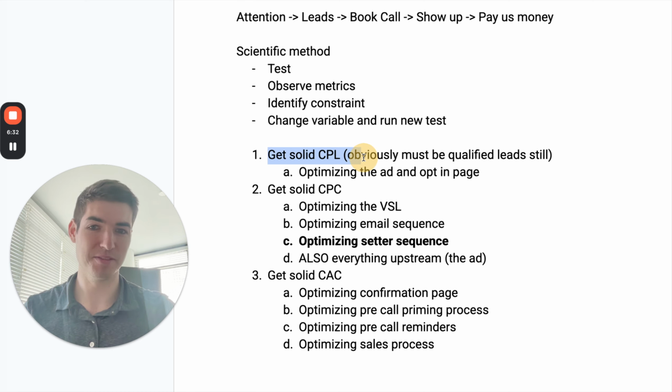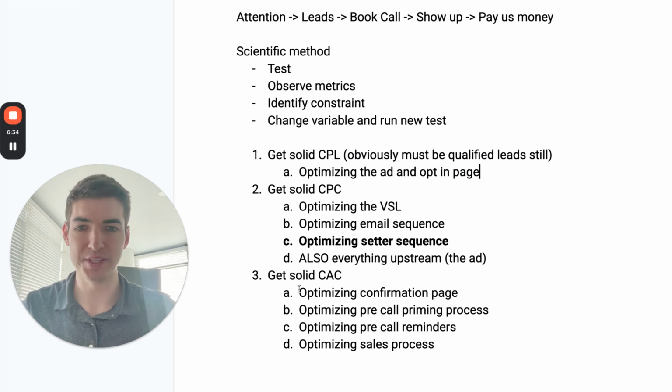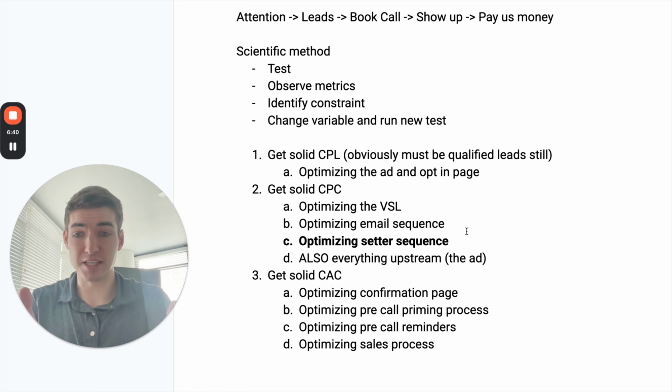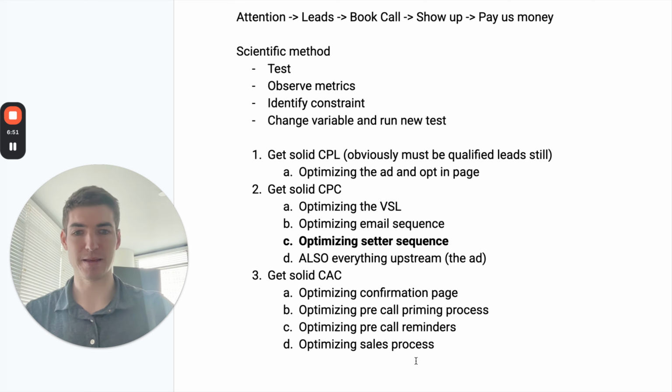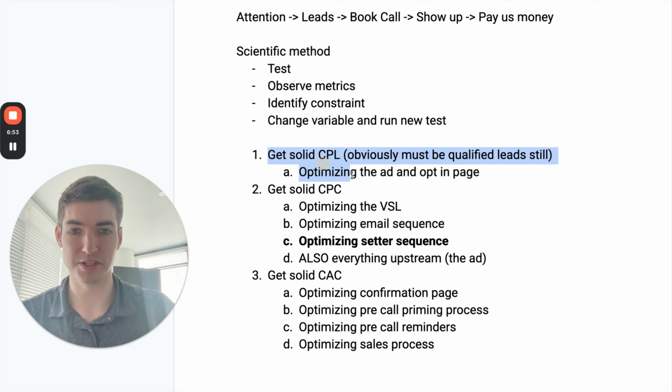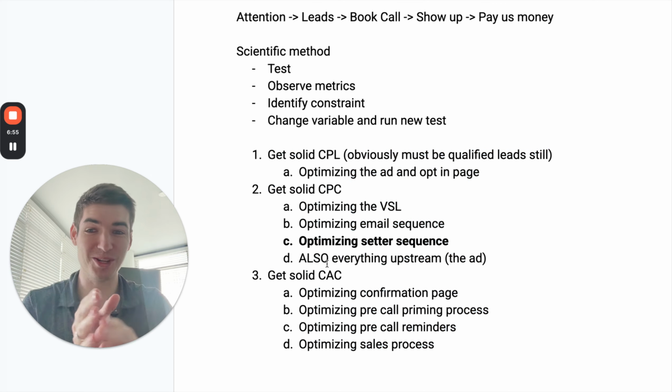They might have a good cost per lead, but then this part is broken. Their VSL page sucks, they don't have a setter sequence. This stuff sucks, but they don't fix it. You just have to fix it and keep fiddling until you get that part to click, and then you move to the next part. Or you might just have a broken sales process. You might have a terrible pre-call priming process. If your show rate's really bad but everything else is good, again, you're moving the dollar across the line. It doesn't mean the whole thing is broken. It means part of it is broken, and you need to fix it.